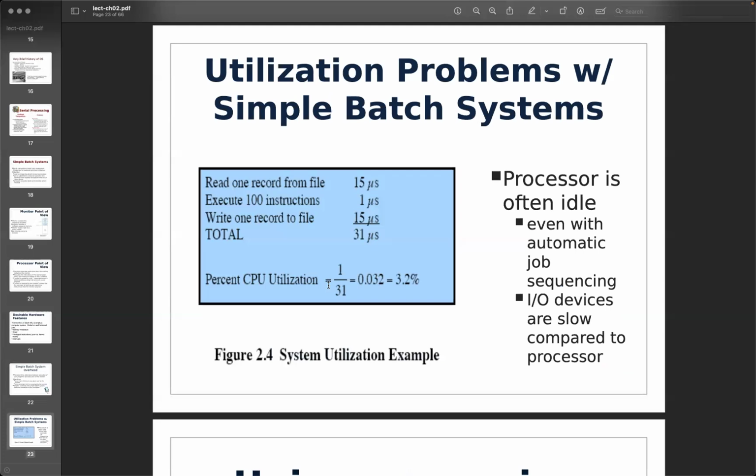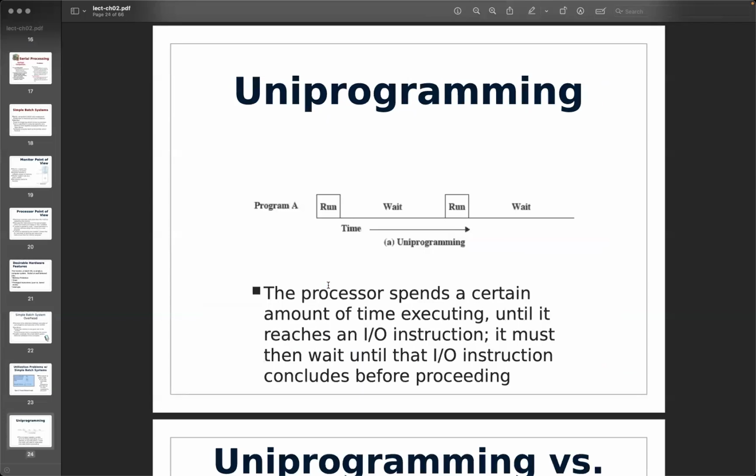Okay. And basically, when we try to use the simple batch system, just to let you know, it is really slow, and the idle time just keeps waiting for all the input. After that, we move on to what is called uniprogramming. When we have a program, we execute for a while, then wait for it, and then execute and wait again. It's called uniprogramming.